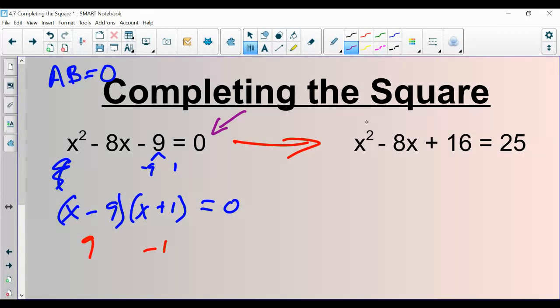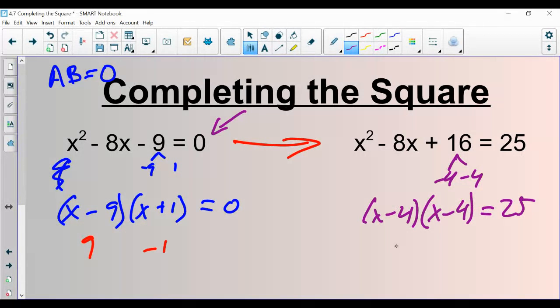But what you're going to do is you're still going to factor the left side here. You would say what multiplies to 16 that adds to negative 8, and that would be negative 4 and negative 4. Right? Negative 4 times negative 4 is 16, and negative 4 plus negative 4 is negative 8. So you might be tempted to write it like this, x minus 4 times x minus 4, except we don't really like that. We like this. X minus 4 squared is equal to 25.